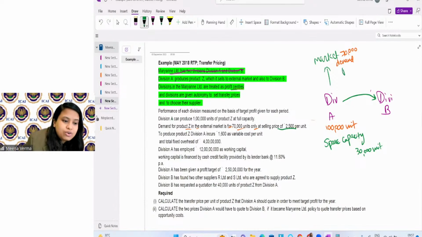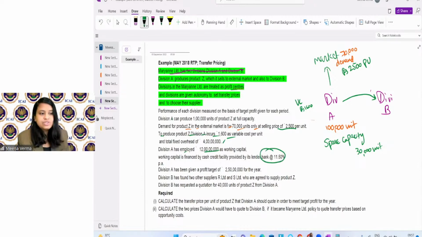Externally, they are selling the goods at rupees 2,500 per unit. This is the external sale price. Then, to produce product Z, division A incurs 1,600 variable cost. Achha, what else? The total fixed cost is given, the division A employee working capital is given, and the rate at which they have taken the working capital is given here. Division A has been given a profit target to earn. Okay. Division B has found two other suppliers, R and S.